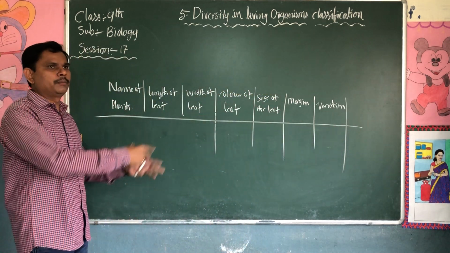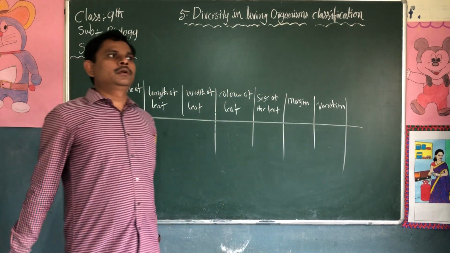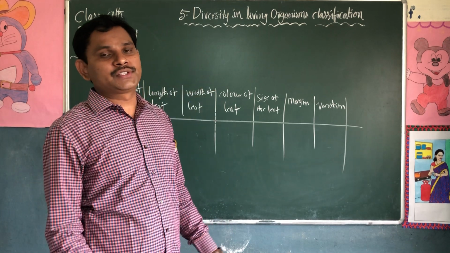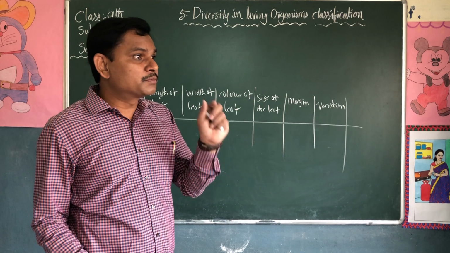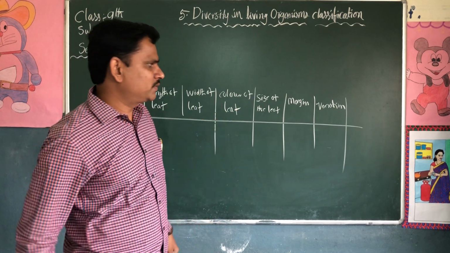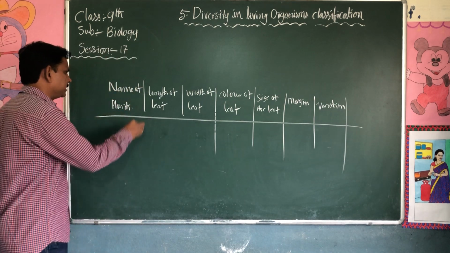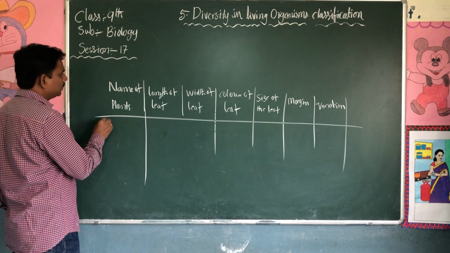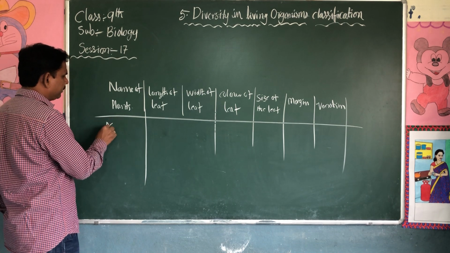They have given a big table. So you have to bring some different types of leaves, then start observing and comparing one leaf to another leaf. For example, if you take a mango leaf, the name of the plant is mango.